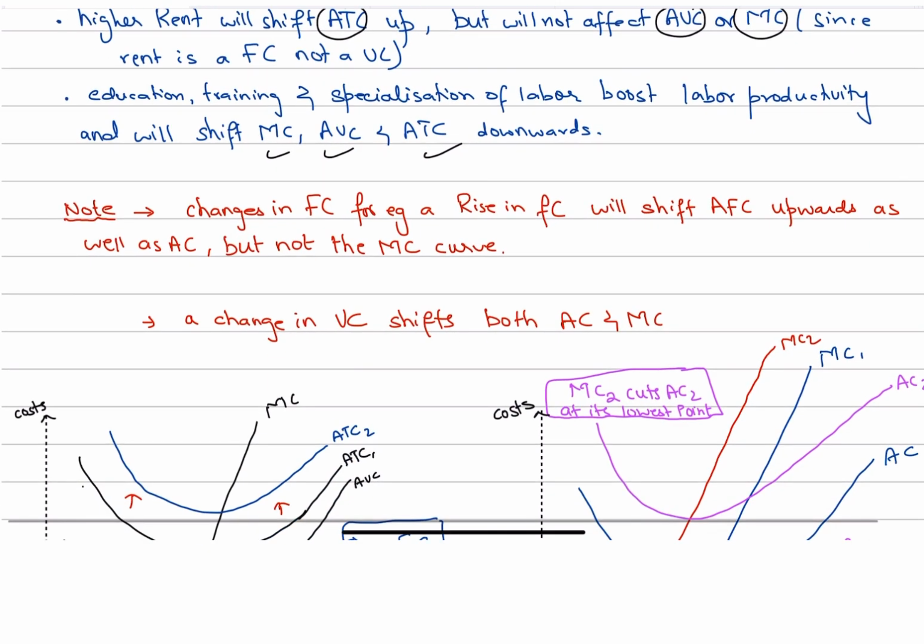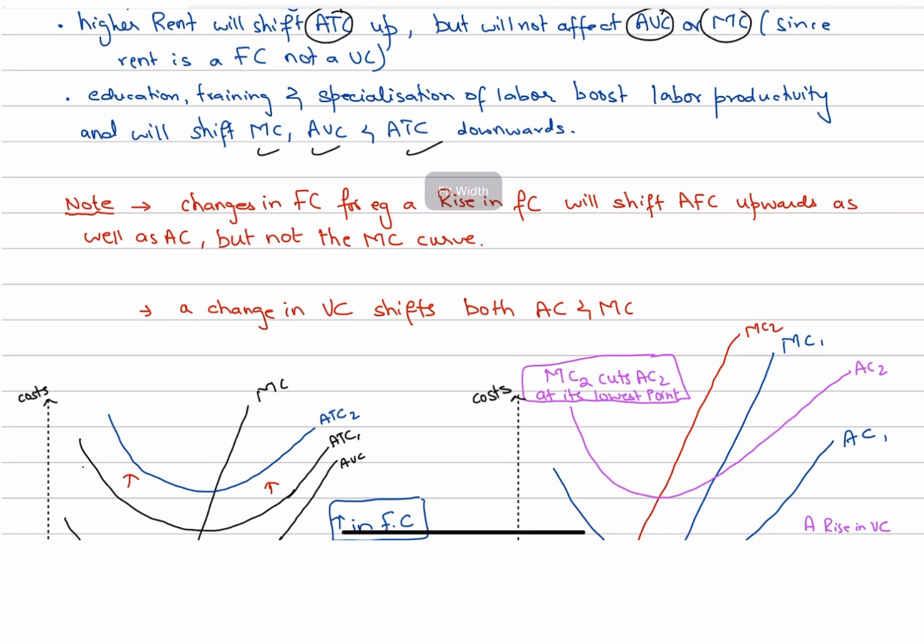So you need to know that whenever the fixed cost rises, it will shift the average fixed cost curve upwards. Your average fixed cost will go up, as well as your average cost, but it will not change the marginal cost curve. Remember that, okay? So average fixed cost will go upward, average cost will go upward, but it won't shift your marginal cost curve.